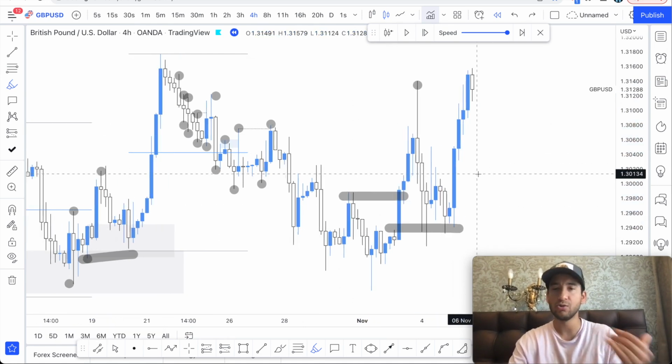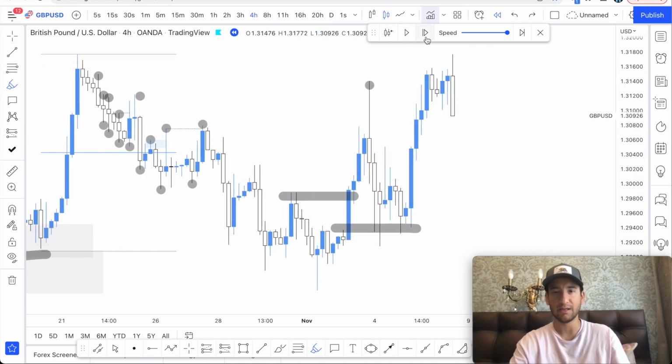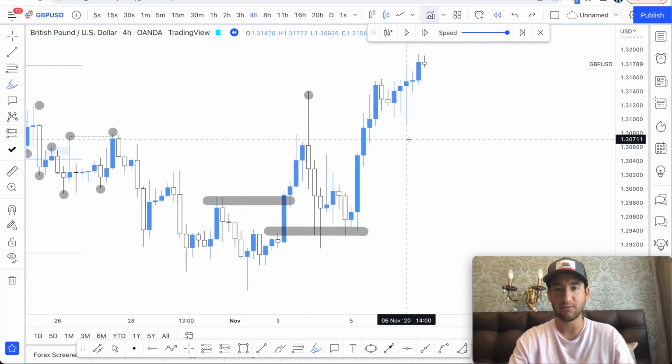Okay, follow your lows and your highs, guys. It's as simple as that. Okay, now let's adapt to this market. This is what I'm talking about.